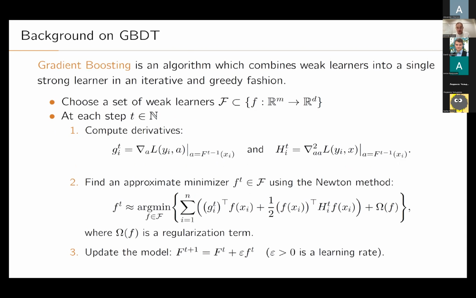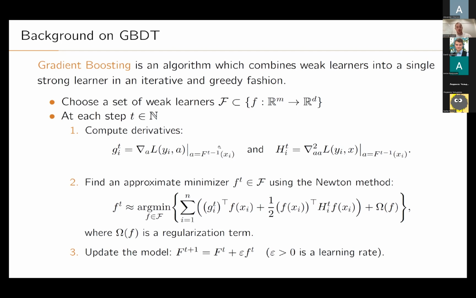So it's not gradient boosting on decision trees, it's just a general idea about gradient boosting. This is an algorithm which, in a sense, tries to combine weak learners into a single strong learner, and it does it iteratively and greedily. So the idea is the following. We need to have a set of weak learners. Let's say we have a set of decision trees, and at each step we try to add a new weak learner to our ensemble.